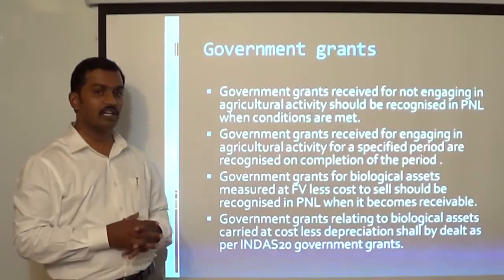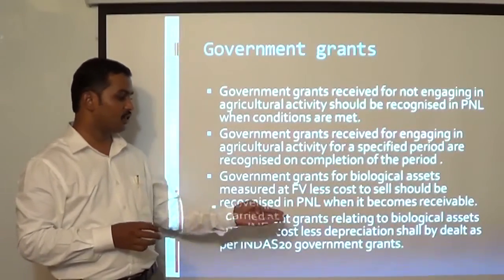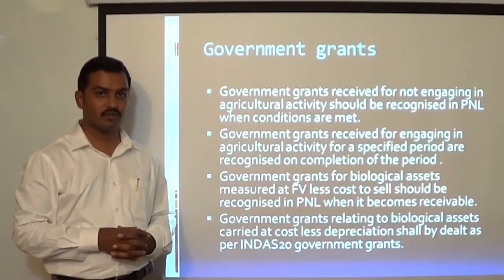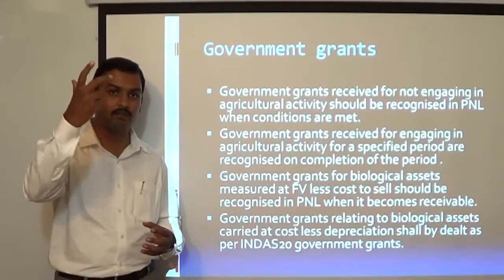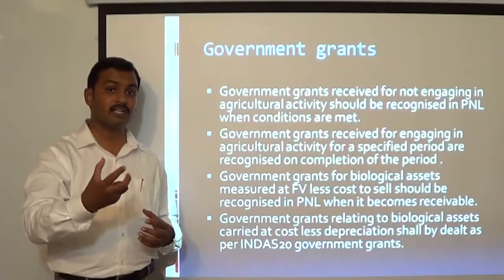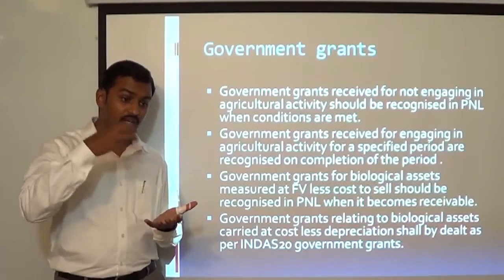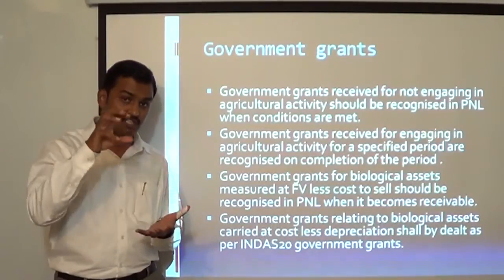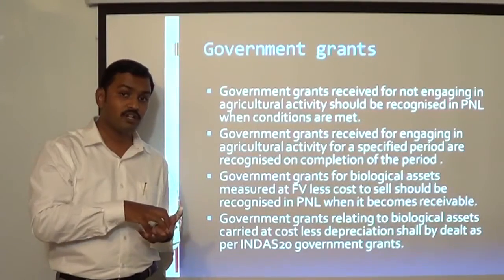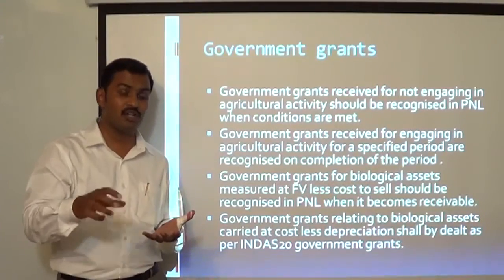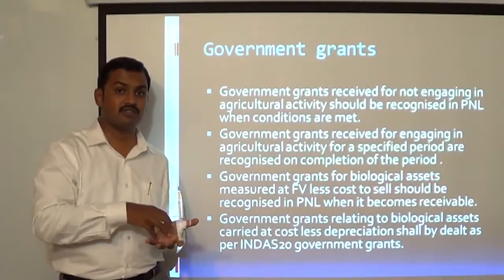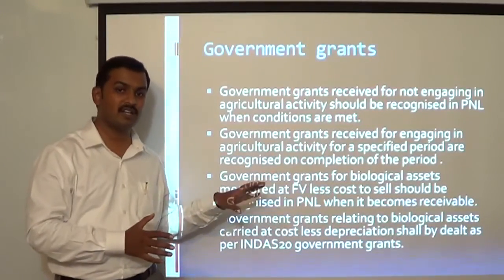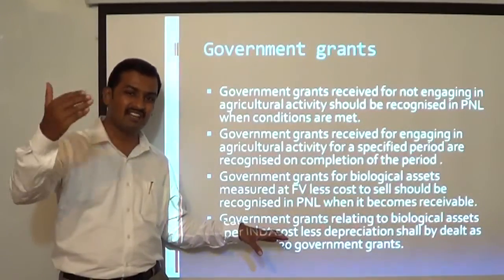Then government grants relating to biological assets carried at cost less depreciation shall be dealt as per IND AS 20 government grant. So if you have received any government grant for bearer plants, or if you have received a government grant for an asset whose fair value could not be measured reliably at initial recognition, in such cases for such assets which are being shown in our books of accounts at cost using the cost model, for such biological assets where we are following the cost model, in such cases the government grant should be dealt as per IND AS 20. That means you have to use the deferred income approach.